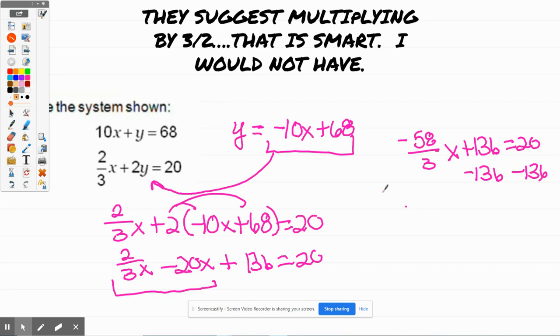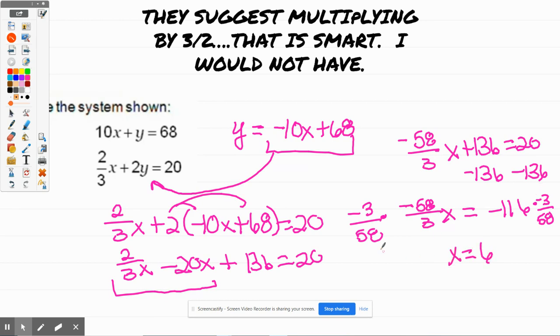Negative 58 over 3x, I have a dead spot in my board here. I don't know if I'll be able to finish this up or not, equals 20 minus 136, that's negative 116. You can divide both sides by negative 58 over 3 or multiply by the reciprocal, negative 3 over 58. And I have negative 116 times negative 3 divided by 58, and I get x equal to 6. If you want to get rid of the fraction, you think that's way easier for you, please do it. But there's also nothing wrong with working with fractions a little bit.